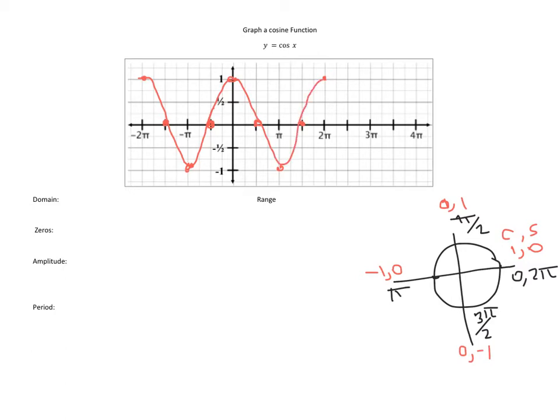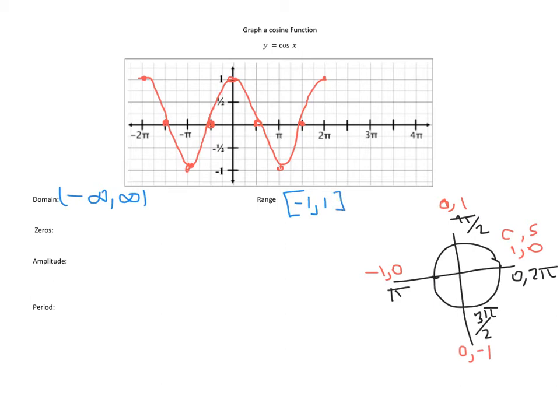And that is the cosine function. And let's look at the basics of the cosine function. So here I can see the domain is from negative infinity to infinity. The range is from negative 1 to 1.